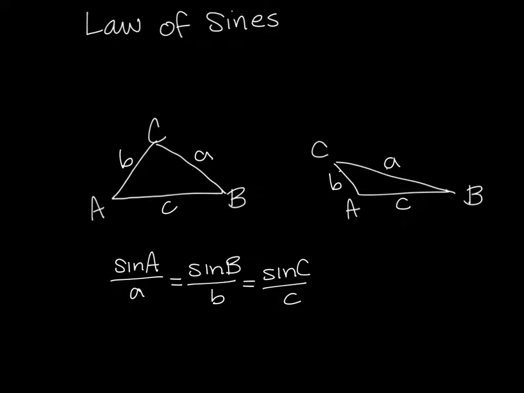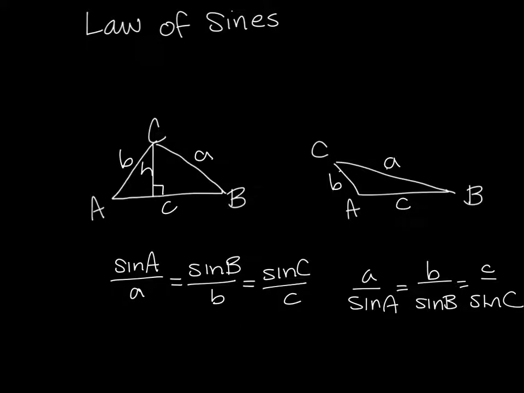You can also do it the other way around, where side a is on top and sine of A is on bottom, and then side b on top, sine of B on bottom, and side c on top, sine of C on bottom. It doesn't matter which one's top and bottom as long as you keep it the same throughout the entire proportion. The other thing here, you have a height, whatever that is. And that actually comes into play after a little bit. You'll see on your formula sheet that it talks about the height in there, and there's a reason for that.